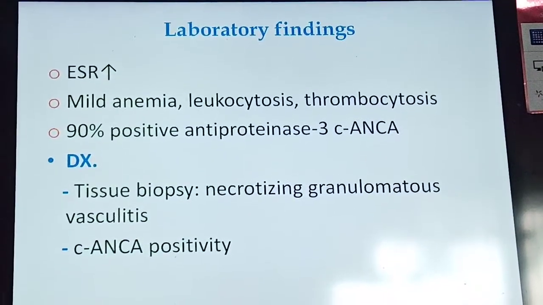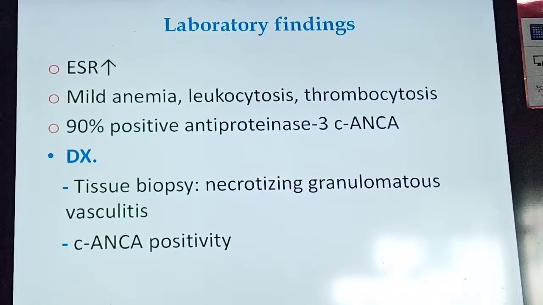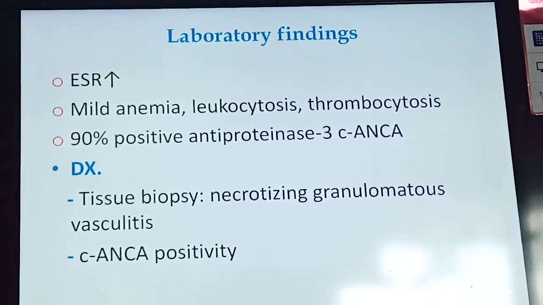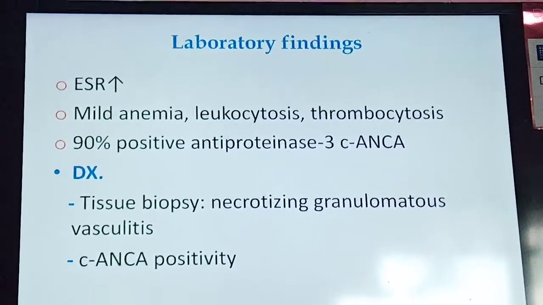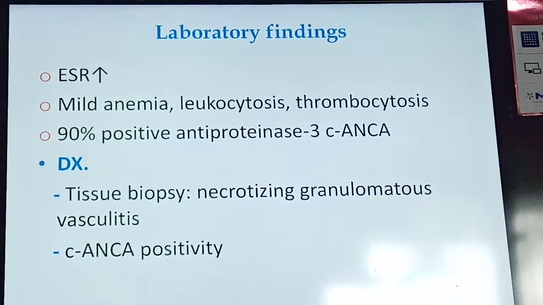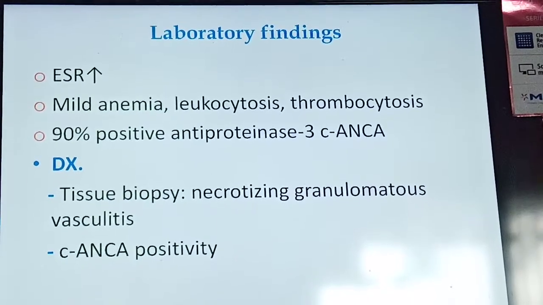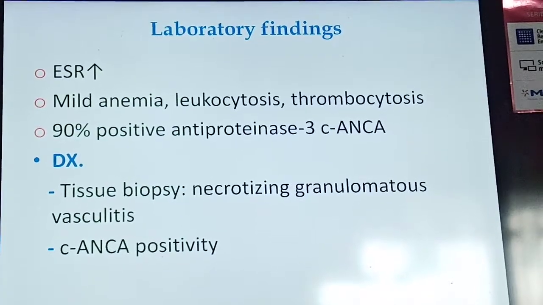In the laboratory, there is increased ESR, mild anemia, leukocytosis, and thrombocytosis. 90% of the positive cases are C-ANCA, proteinase 3 positive. It is diagnosed by tissue biopsy. In tissue biopsy, there is necrotizing glomerular vasculitis and C-ANCA positivity.